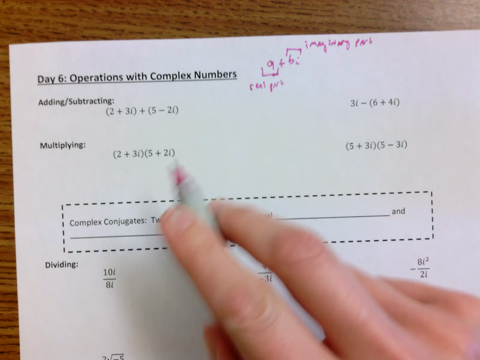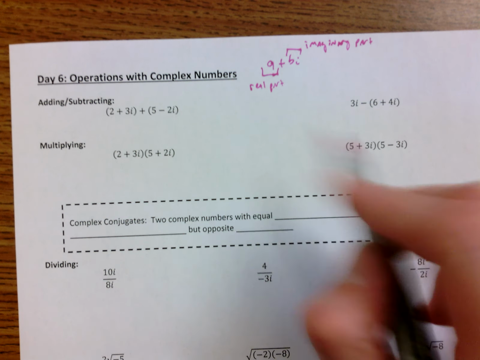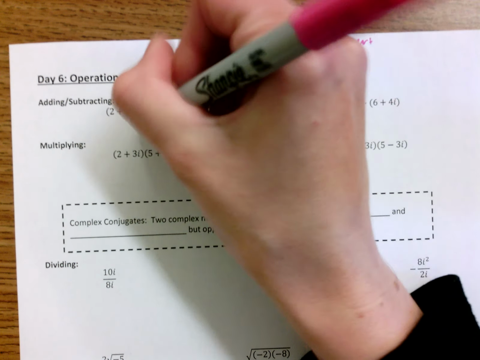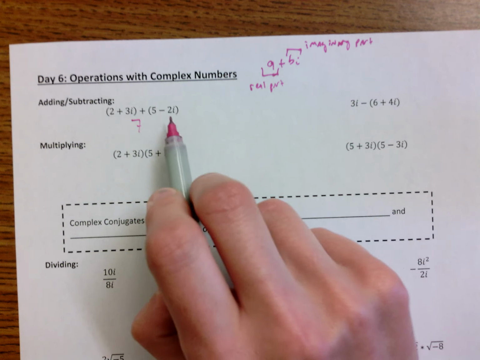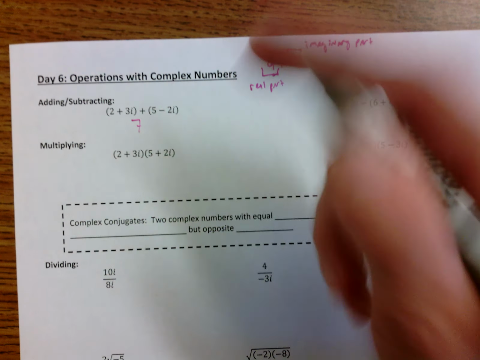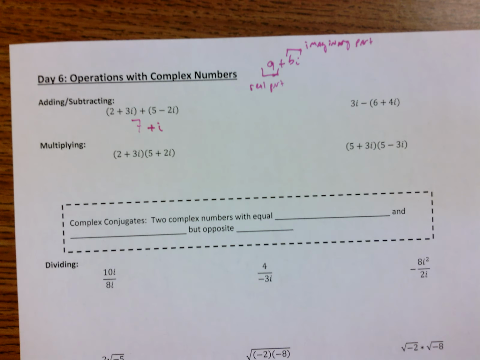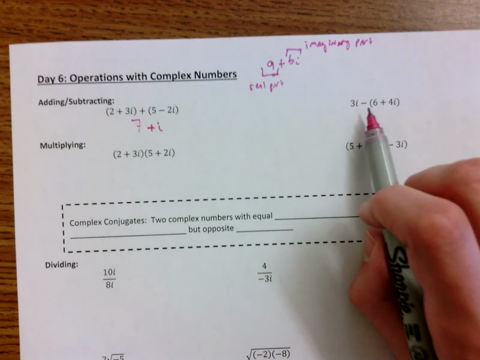So what we're going to do to add or subtract these is you just add the real parts and add the imaginary parts. So the 2 and the 5 are the real parts. So I'm going to add those and get 7. And then the 3i and the negative 2i are the imaginary parts. So I'm going to add those and get 1i. Done.